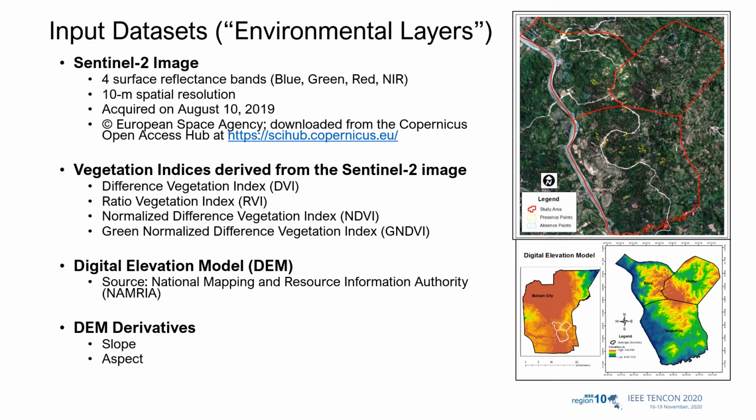The Sentinel-2 image used was acquired on August 10, 2019. It consists of 4 surface reflectance bands. Various vegetation indices were also generated from the image and used as additional data layers for MaxEnt modeling. We also used a digital elevation model and its derivatives in addition to the Sentinel-2 image and vegetation indices.